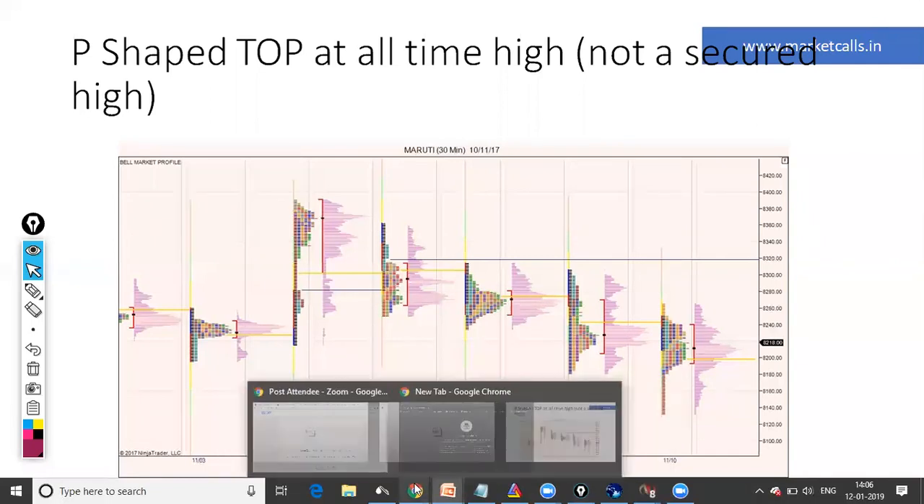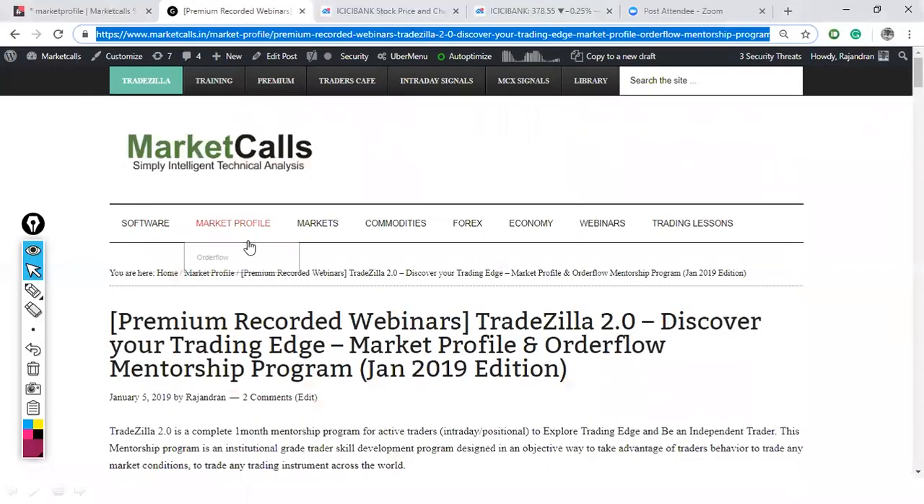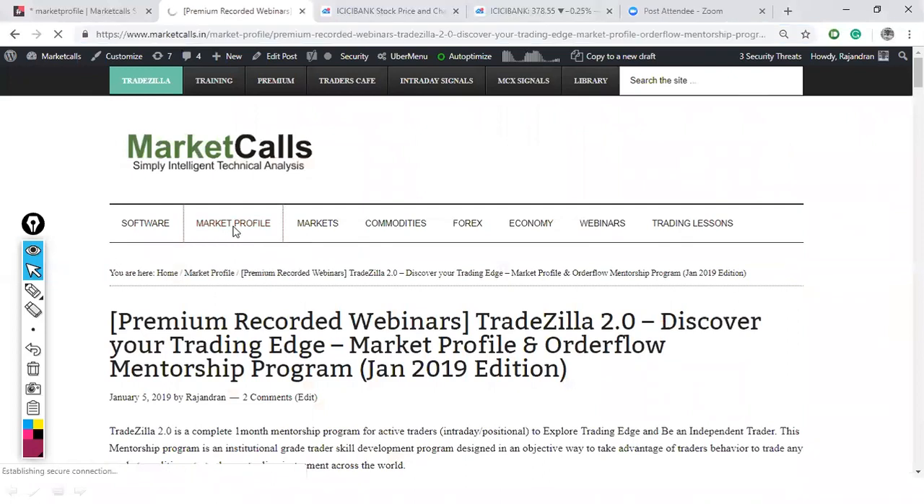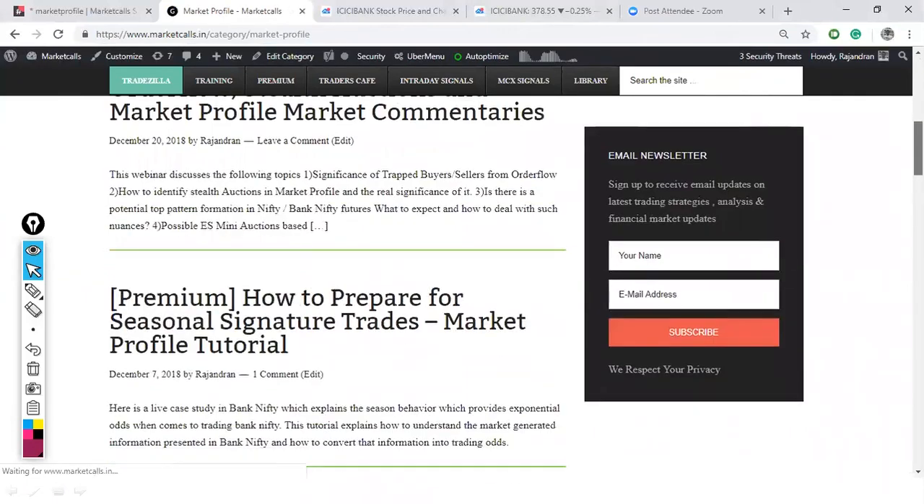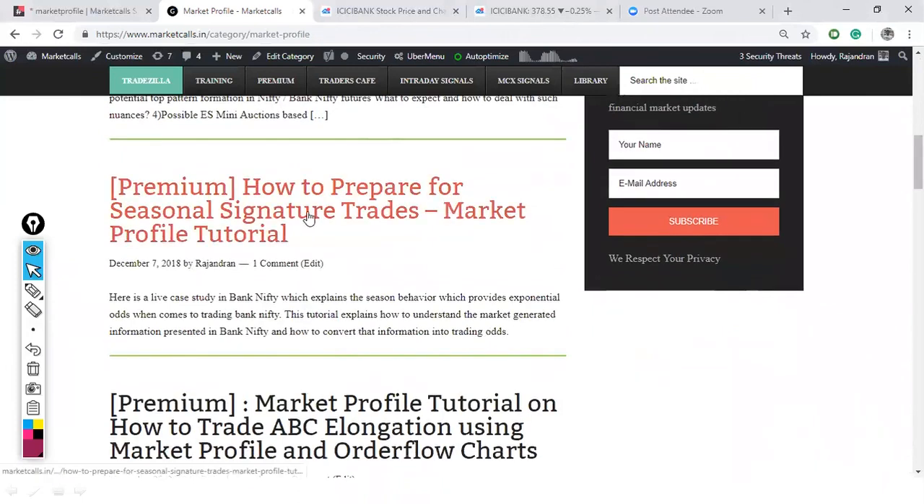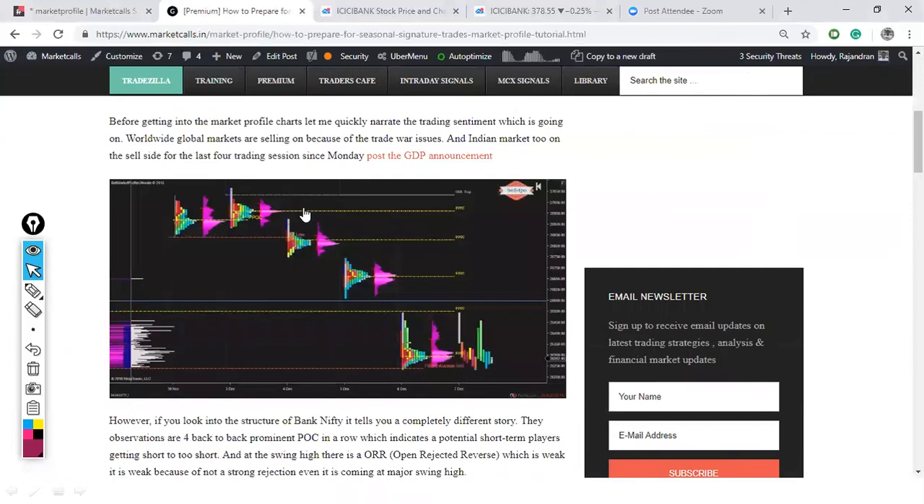I already showed it, but I'm showing it again because it's very relevant to what we are talking about right now. We are talking about inventory, which is very much relevant to the recent setup. It's one of the signature traits. This happened during December 2018. That means last month.